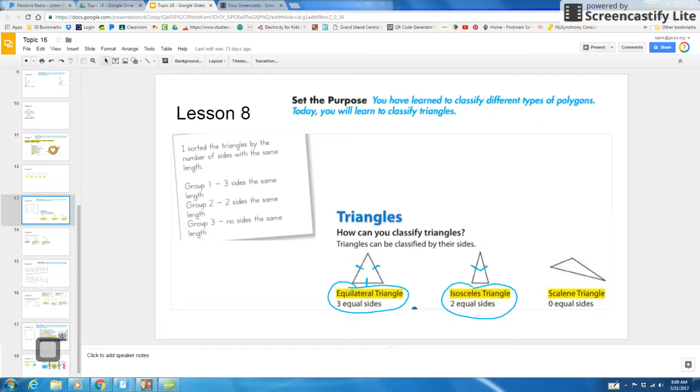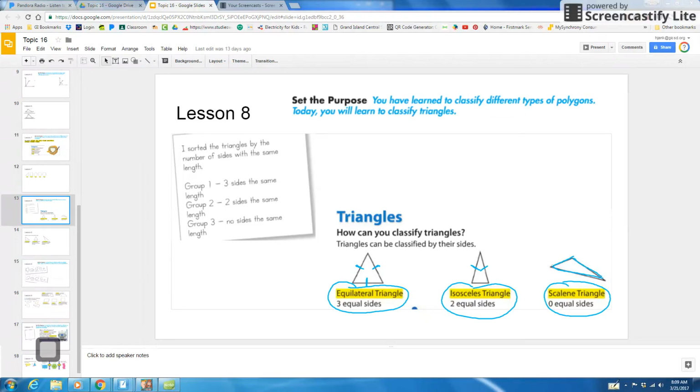We then have our scalene triangle, which is down here at the end. And that means no sides are equal. All three sides are a different length if you were to measure them with a ruler. And this one's pretty obvious. This one's very long, this one's a little bit shorter, and then this one's much shorter.